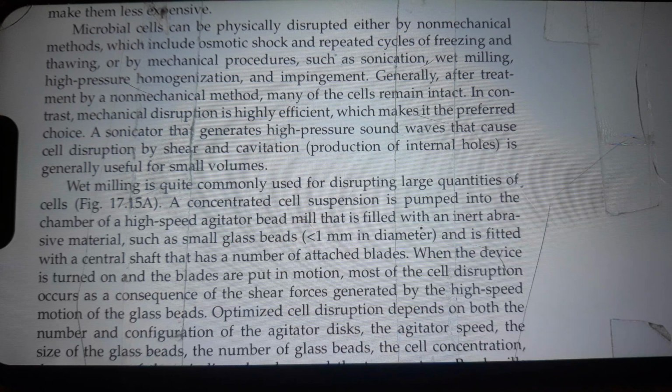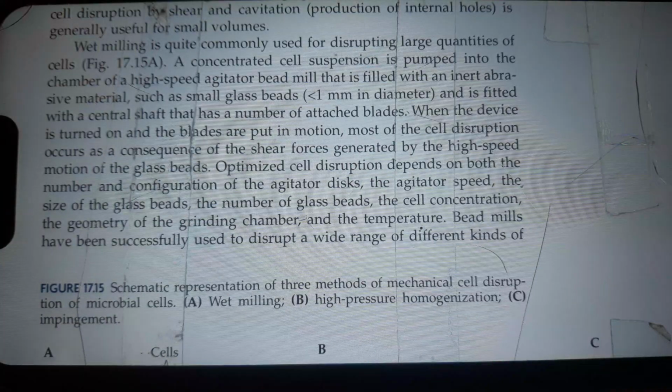A sonicator generates high-pressure sound waves that cause cell disruption by shear and cavitation, the production of internal holes, and is generally useful for small volumes. Wet milling is quite commonly used for disrupting large quantities of cells. A concentrated cell suspension is pumped into the chamber of a high-speed agitator bead mill that is filled with an inert abrasive material.